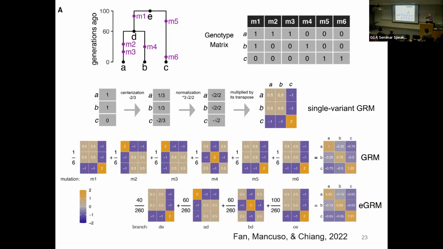And this we call the EGRM, for expectation of the GRM. It's the expectation in particular under the assumption that mutations appear on the tree as a Poisson process. Then this becomes the expectation. So one way to think of it is, if you drove up the mutation rate arbitrarily high, the GRM would converge to this expectation.